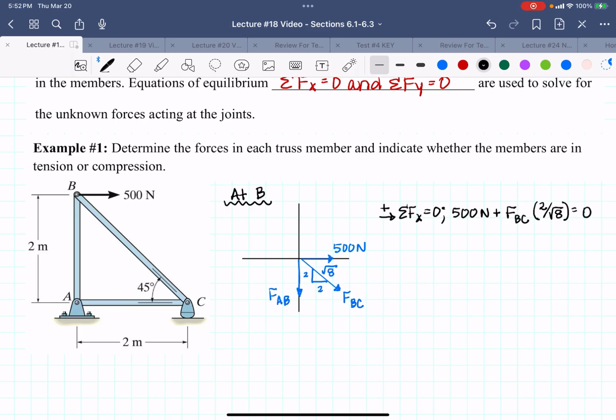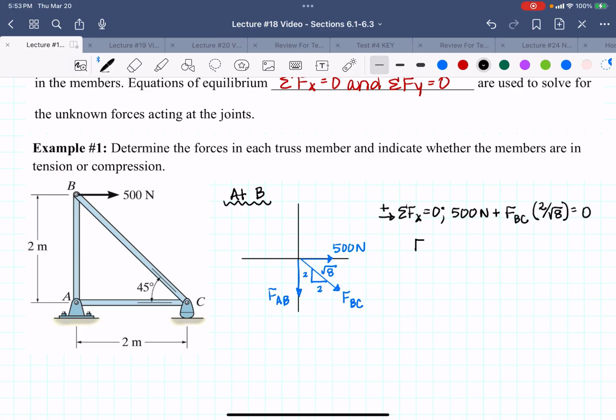Now, something I haven't said, but I'm going to talk about more in a little bit, is you always assume that members are in tension when we make our assumptions. So all of the members are going to go away from the joint when we make our assumptions. If they end up being negative, then they're in compression. So we're going to assume one way so that we can solve for the other way. So if I solve this equation, I am going to get a negative answer, which means that FBC is actually in compression. And my assumption in tension was not correct. So I'm going to get 707.1068 newtons.